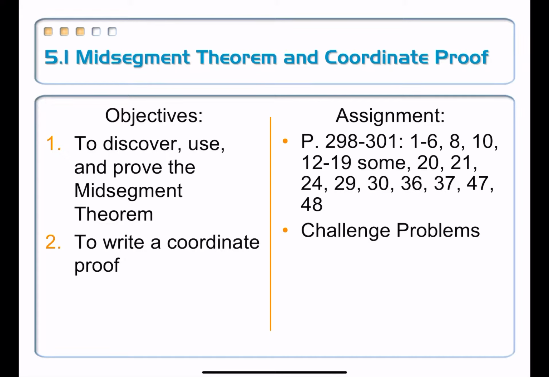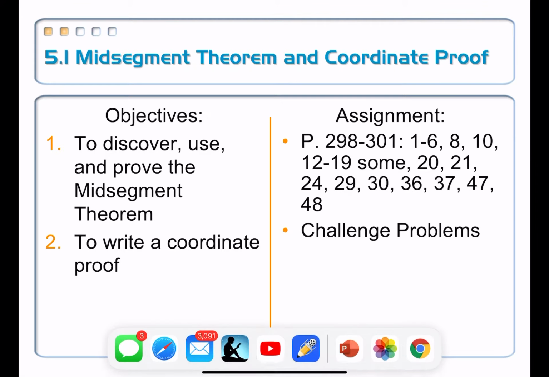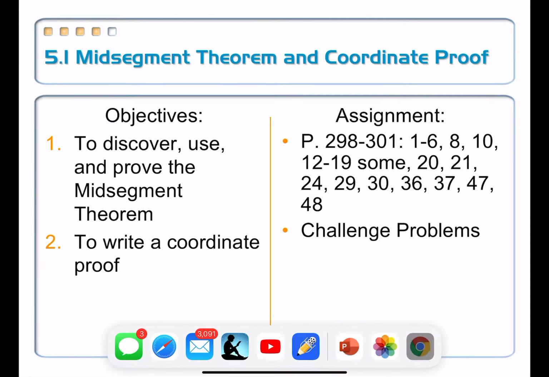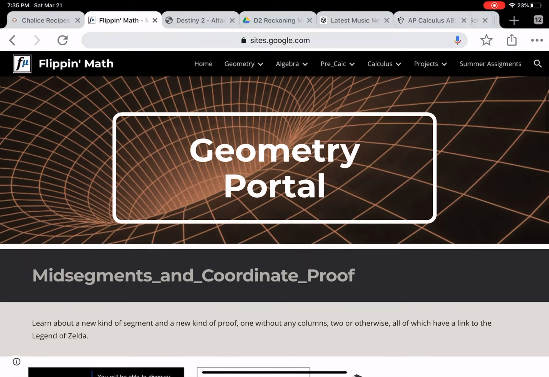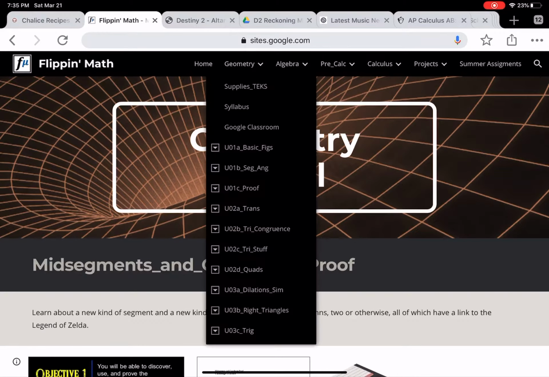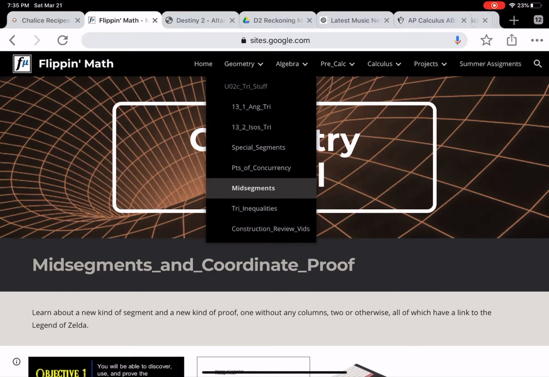Okay. All right, so if you look over here at your assignment, just understand that this assignment is not in your Springboard book. It is in the purple geometry book, along with some challenge problems. So let me just briefly show you where that is on my website. If you're going to navigate here directly, you go to the geometry tab, then it is under triangle stuff 2C. And there we are at midsegments.